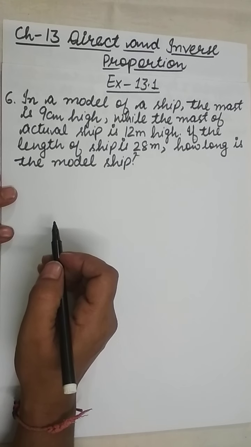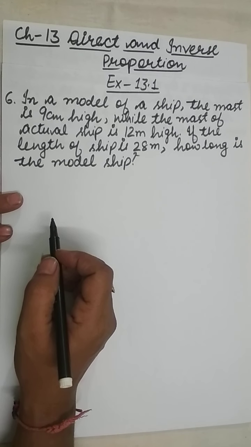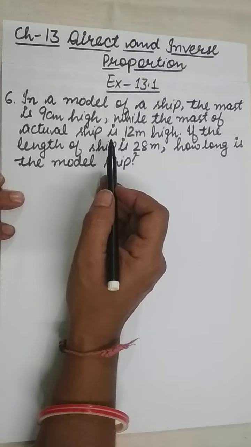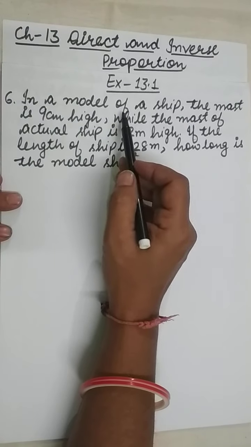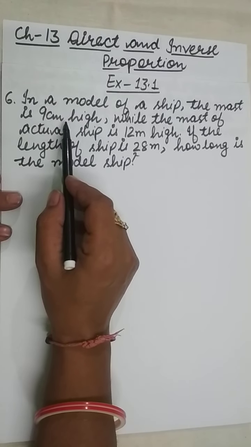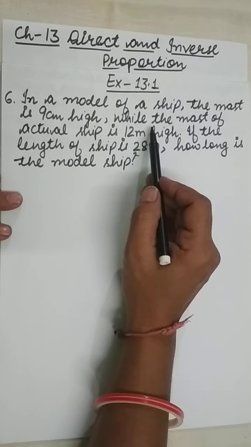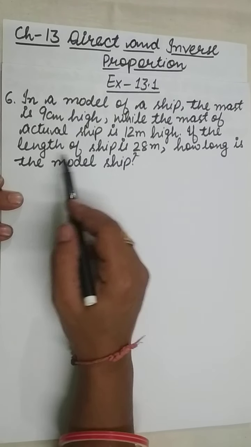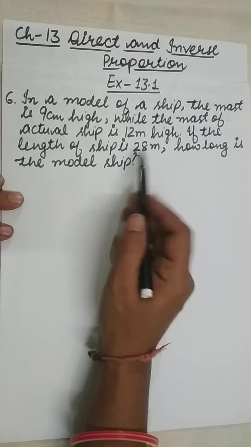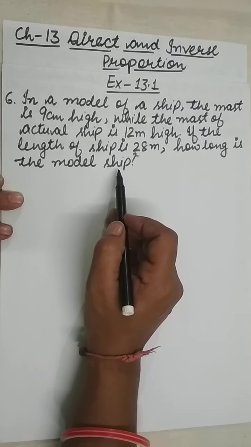Hello everyone. In this video we will do chapter number 13, direct and inverse proportion, exercise 13.1, question number 6. In a model of a ship, the mast is 9 cm high while the mast of the actual ship is 12 meter high. If the length of the ship is 28 meter, how long is the model ship?